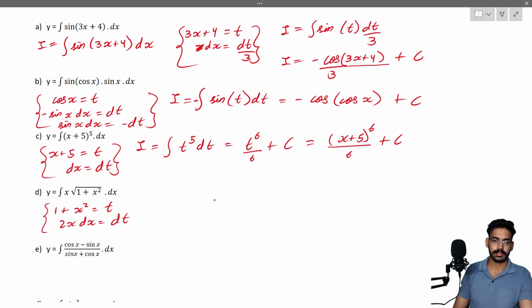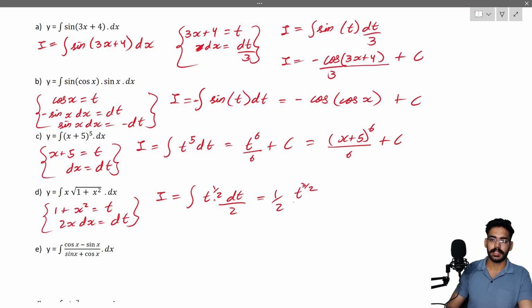Now this is your substitution. Okay, and then I is equal to the integration of, here, under root of 1 plus x square, 1 plus x square is t, so this is root t, so t to the power half, and then x dx is dt by 2, so dt by 2. Okay, don't forget the factors, otherwise the answer will come wrong. So 1 by 2, t to the power half integration is t to the power 3 by 2 divided by 3 by 2, right, plus c.